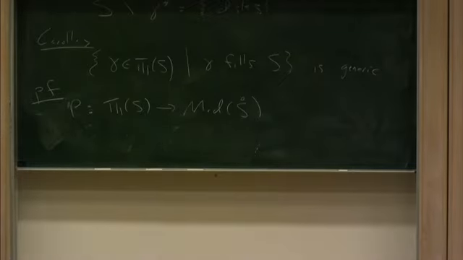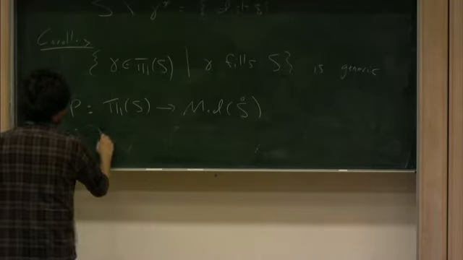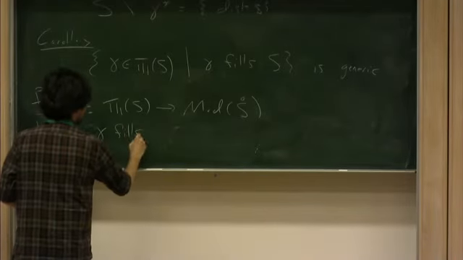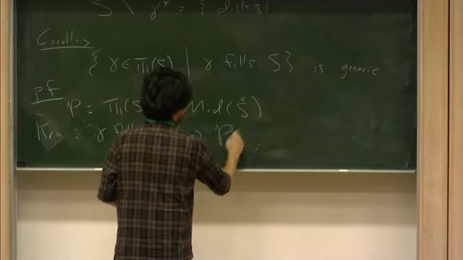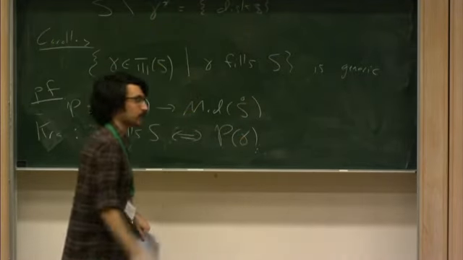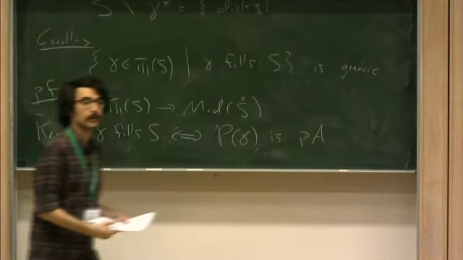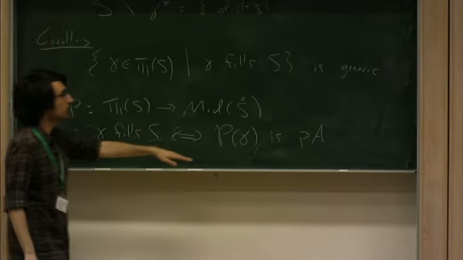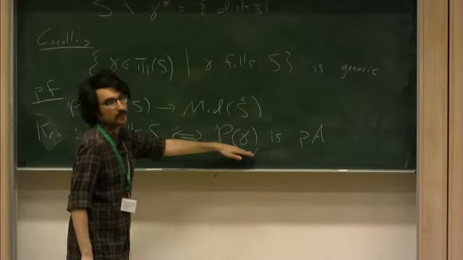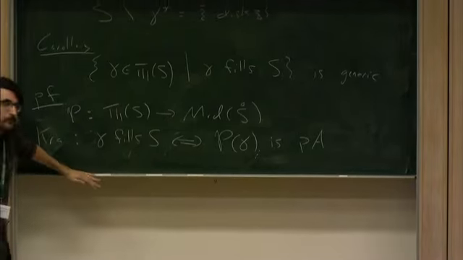So Richard mentioned this map in the previous talk. And it was proven by Kra that gamma fills S if and only if the image of gamma under the point-pushing map is pseudo-Anosov. Okay. So since the previous corollary tells us that pseudo-Anosovs are generic, applying that to the fundamental group of the surface tells us that filling curves are generic.